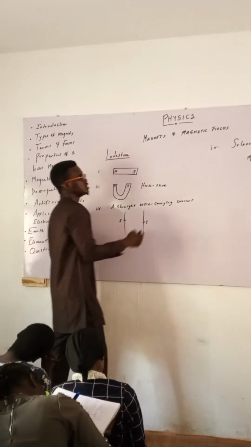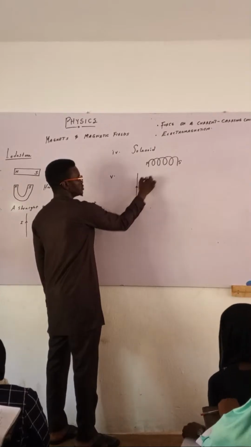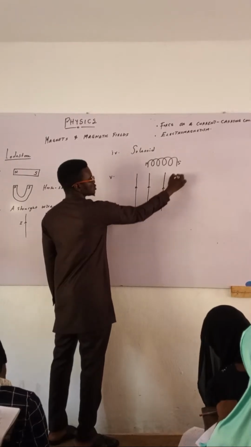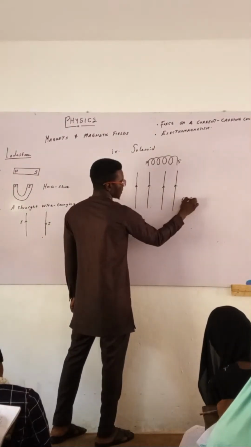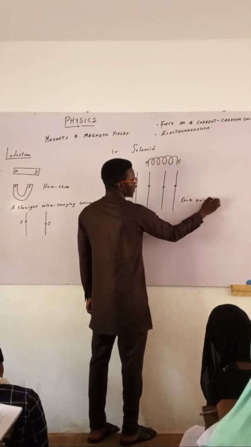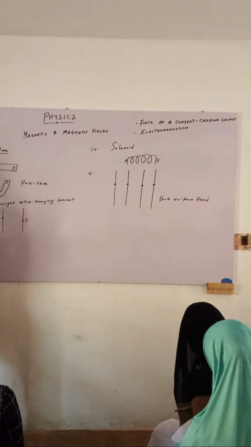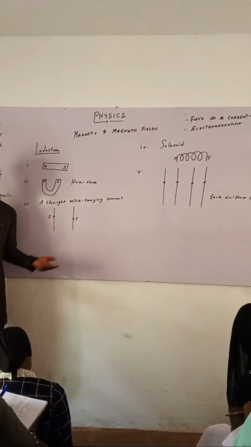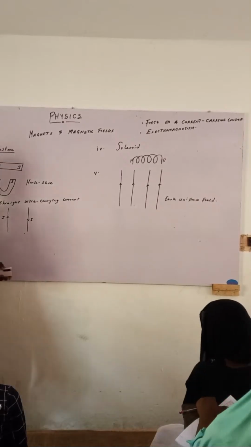The Earth itself, but we usually represent Earth with a uniform field, like this. Earth can act like a magnet too. So the Earth's uniform field. Are you there? So you have a solenoid, you have a bar magnet, you have a horseshoe magnet, you have the Earth acting like a magnet, and you have a wire that is carrying current acting like a magnet.